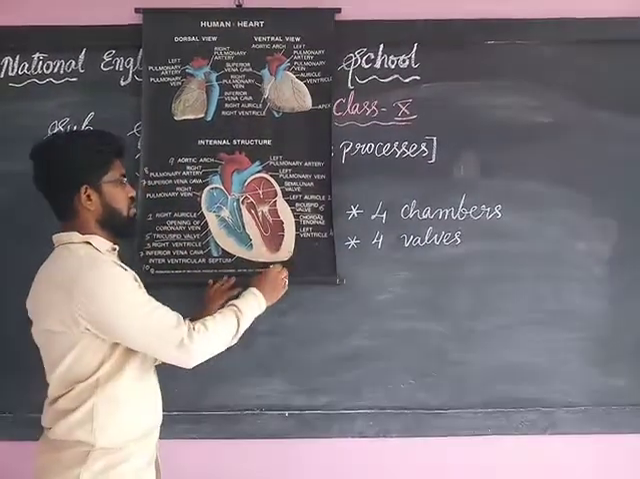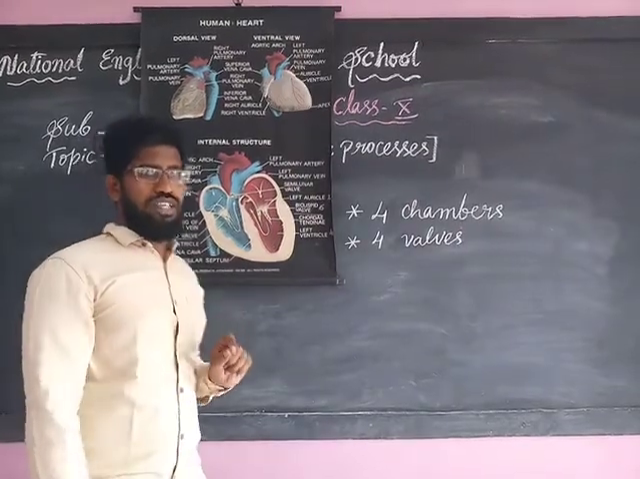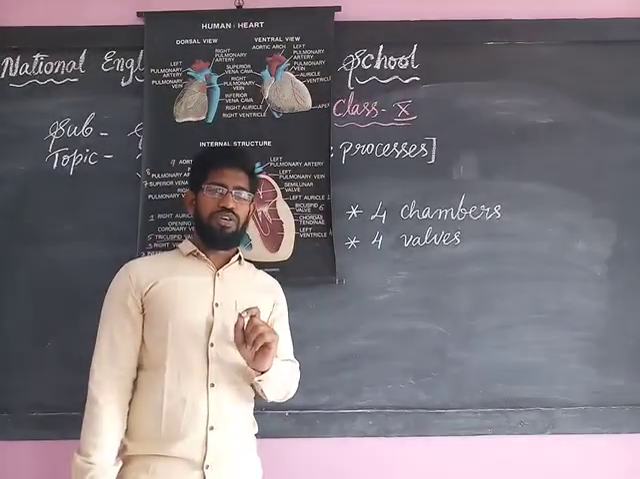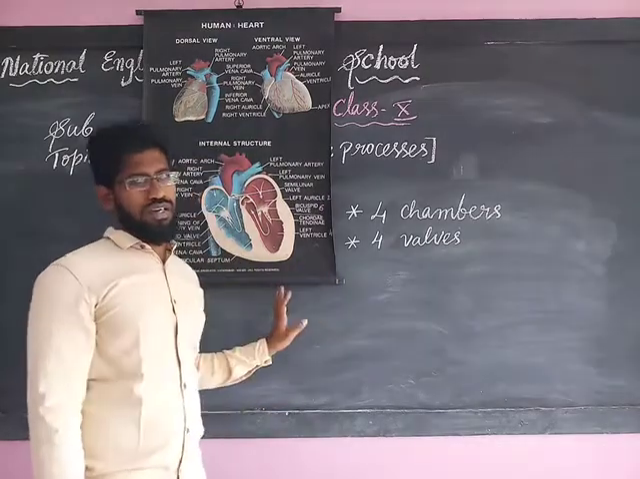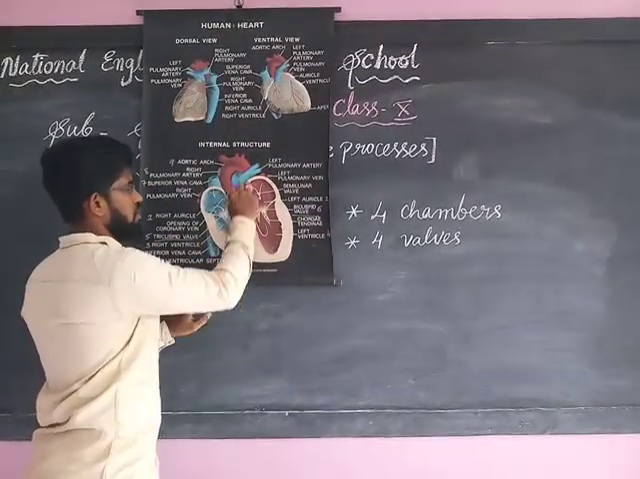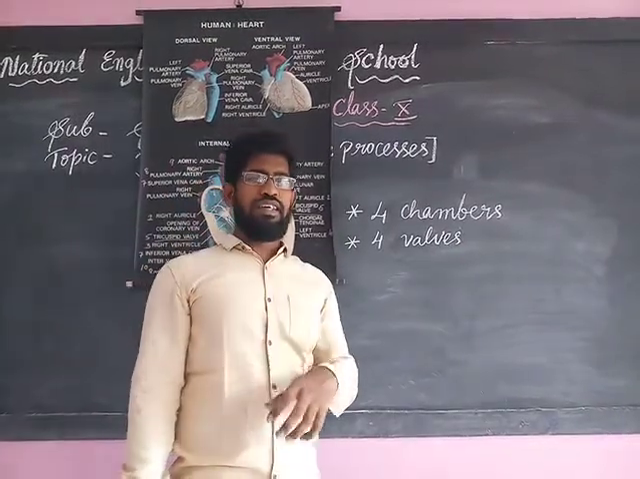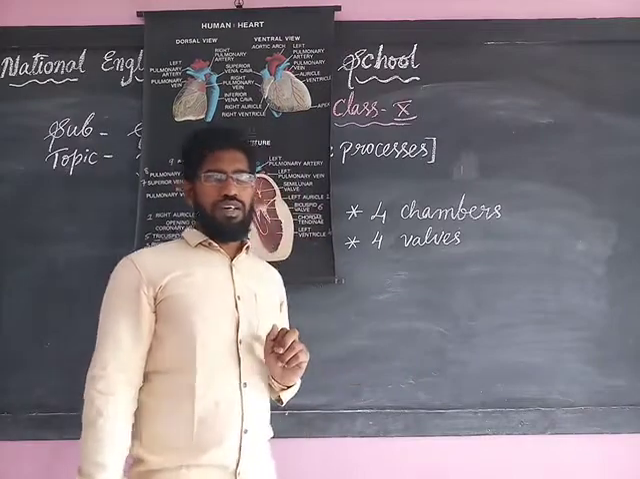And we can see these two pulmonary veins. These pulmonary veins bring the pure blood from the lungs to the heart. As well, we can see a blue pipe. This is called the pulmonary artery. This pulmonary artery takes the blood from the heart to the lungs.